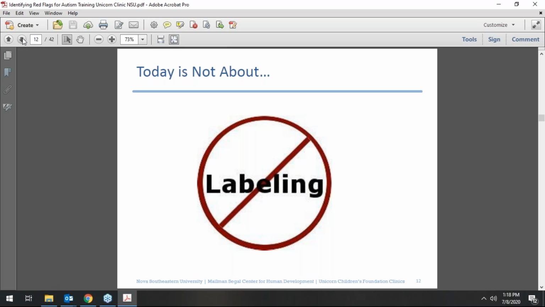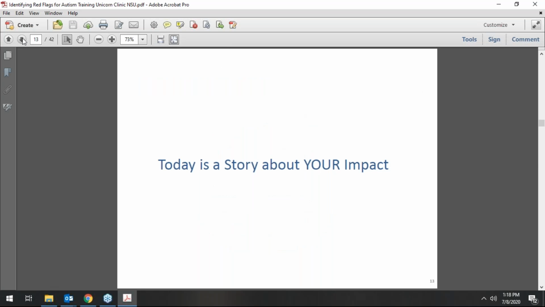Today, something I do want to make important is we're really not going to focus on labeling. When we think about autism spectrum disorder, it's really not a label, it's a way for these children to access services, access the help that they require in order to improve their day-to-day functioning. So we really aren't trying to label anyone with autism. Today, we really want to focus on your impact, how your work with these children and these families can help them out in the community.